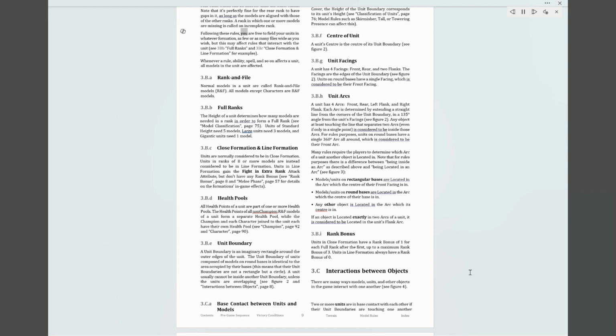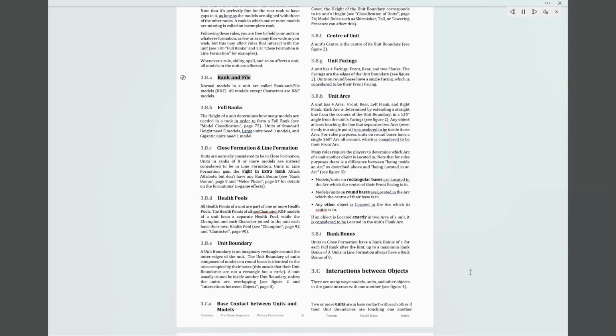Following these rules, you are free to field your units in whatever formation, as few or as many files wide as you wish, but this may affect rules that interact with the unit. See 3BB full ranks and 3BC close formation and line formation. For example, whenever a rule, ability, spell, and so on affects a unit, all models in the unit are affected.